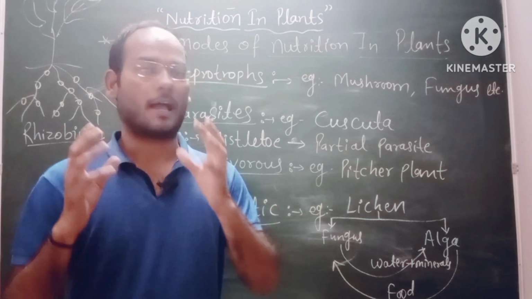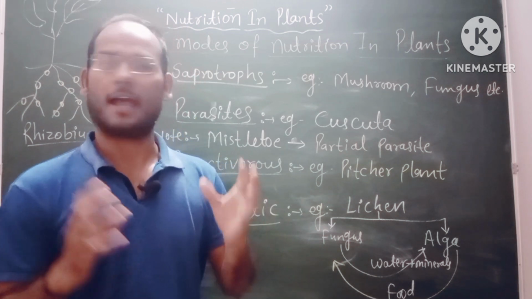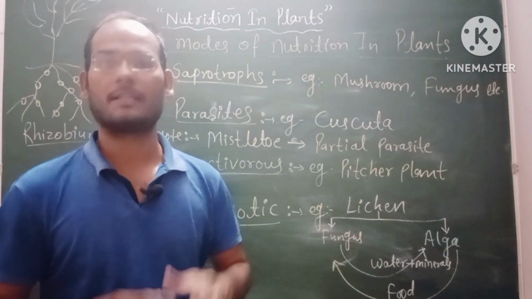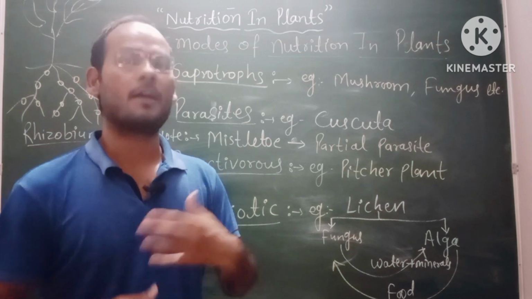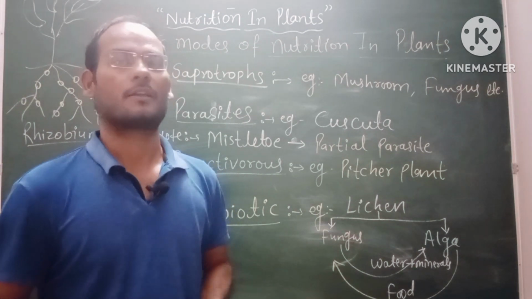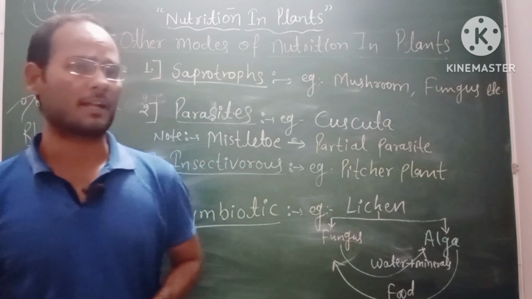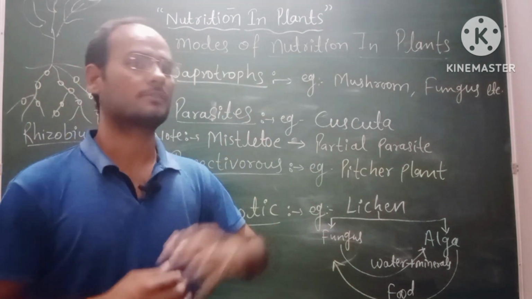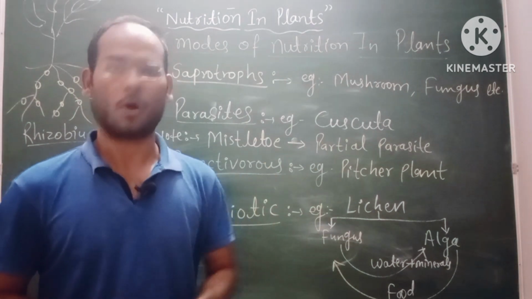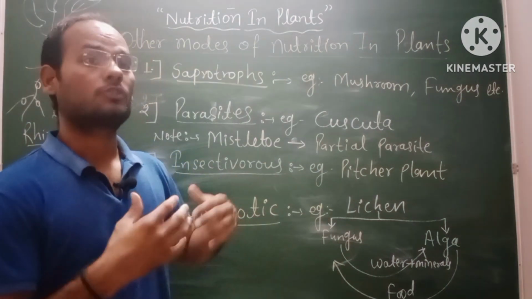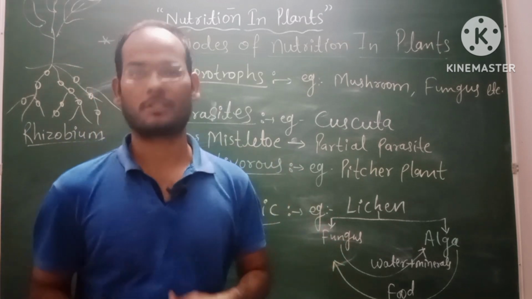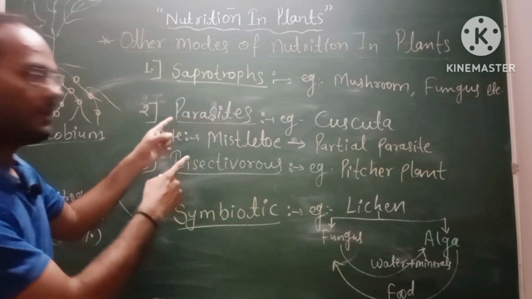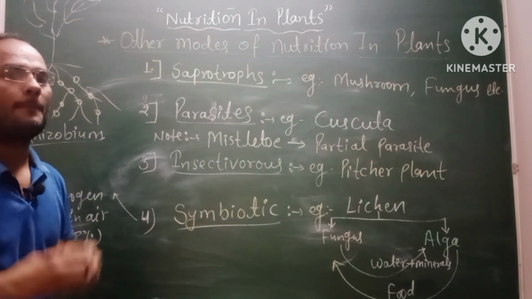We know all green plants show the autotrophic mode of nutrition because they can make their own food by the process of photosynthesis. Is that clear? But some plants do not contain chlorophyll, so they depend on other plants and other organisms. So plants show other modes of nutrition also. So what are the other modes of nutrition in plants? These are the other modes of nutrition in plants.